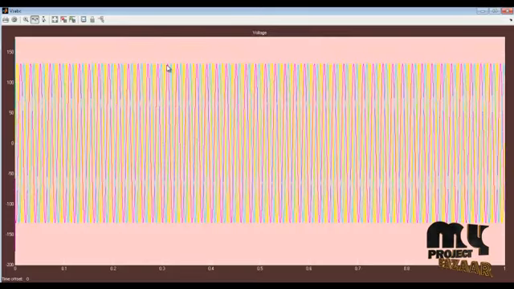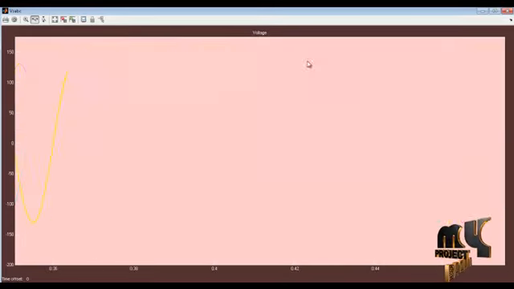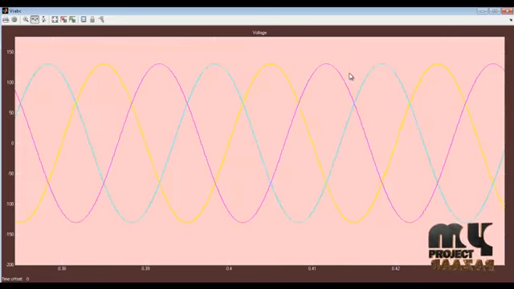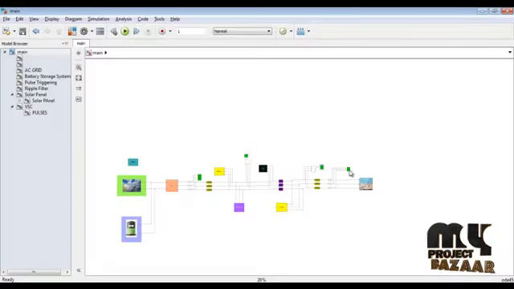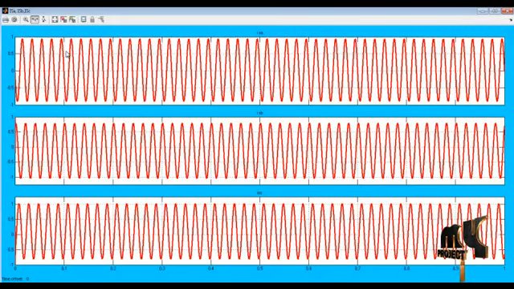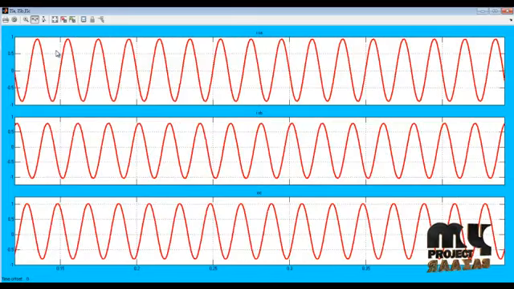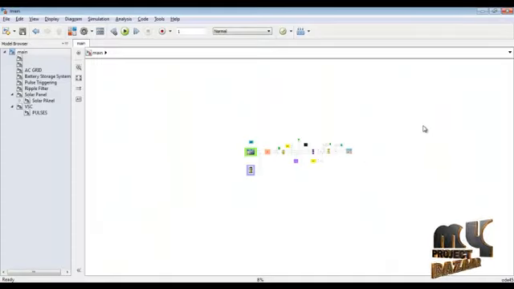Another one is the 3 phase ABC. ABC means the 3 phase voltage. You get a purely sinusoidal wave of nearly 130 volts. This is our grid current, also a purely sinusoidal wave. And this is the overall architecture modeling of the simulation of the solar panel.